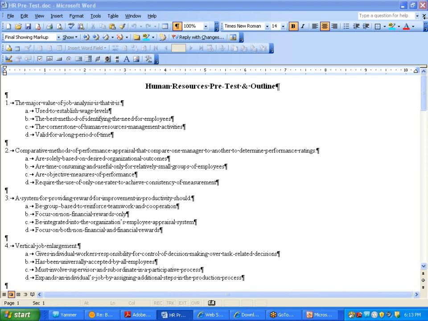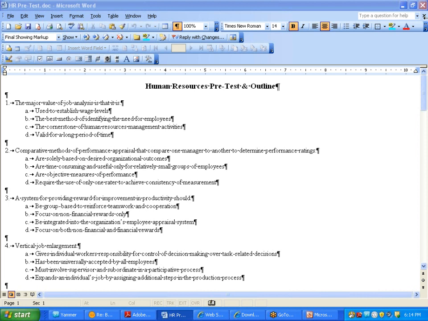Comparative methods of performance appraisal that compare one manager to another to determine performance ratings are solely based on desired organizational outcomes, are time-consuming and useful only for relatively small groups of employees, are objective measures of performance, require the use of only one rater to achieve consistency of measurements. In this particular case, I would choose C, objective measures of performance. I would concur with you, except they don't concur with us. The answer they have is B.